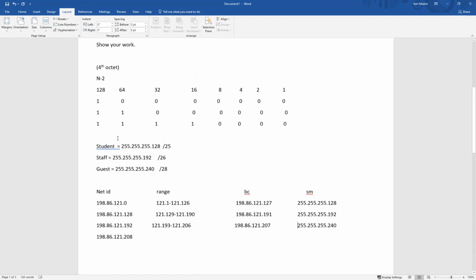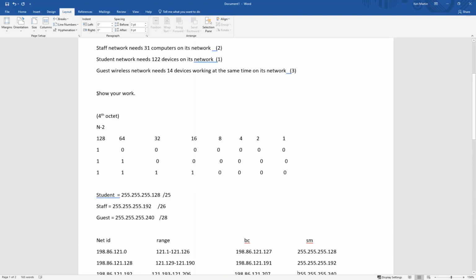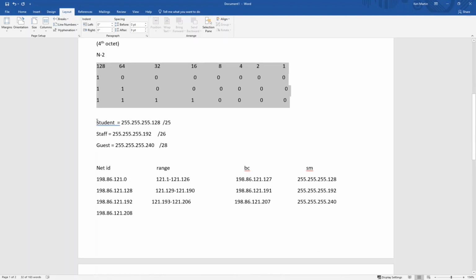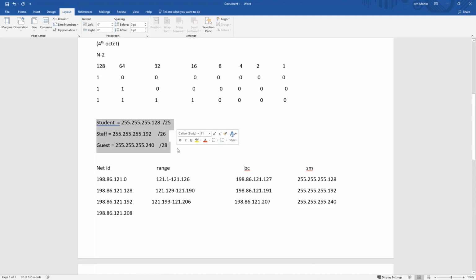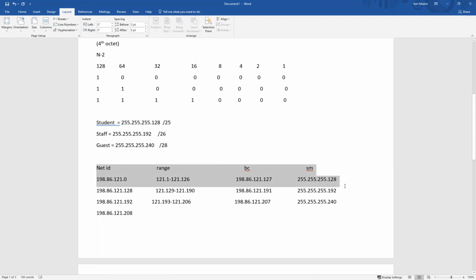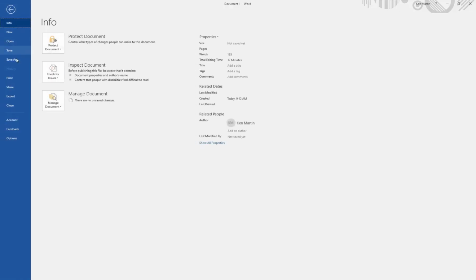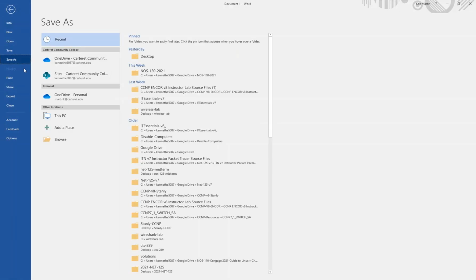But that's when I say show your work. That's what I'm looking for. I'm looking to see the bit values, and this I think is just useful for you. But you don't have to type that out. But then I'm looking for this network ID. All right, so that's a good example of what I'm looking for.